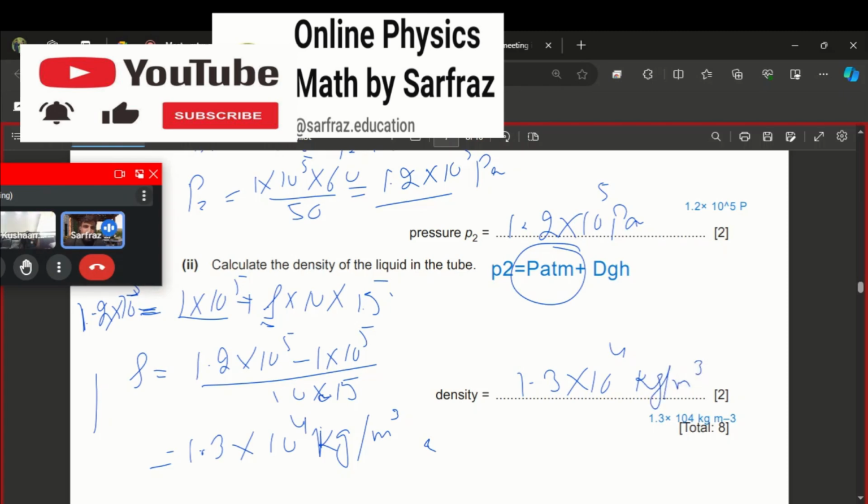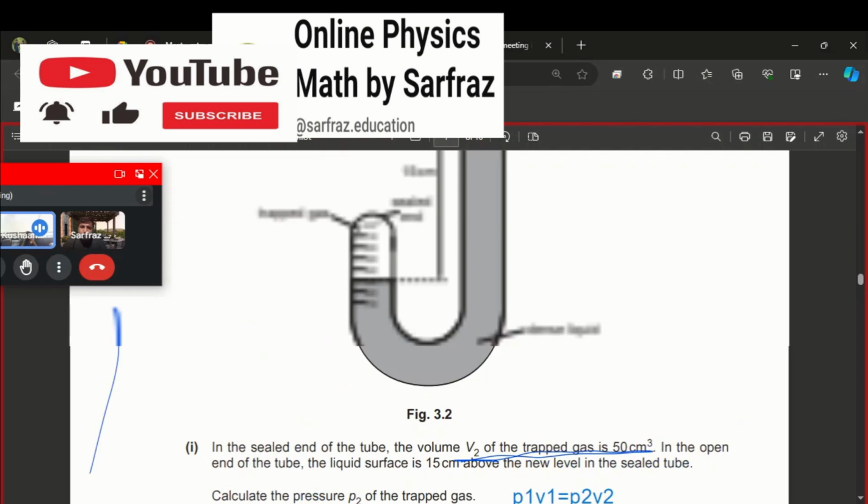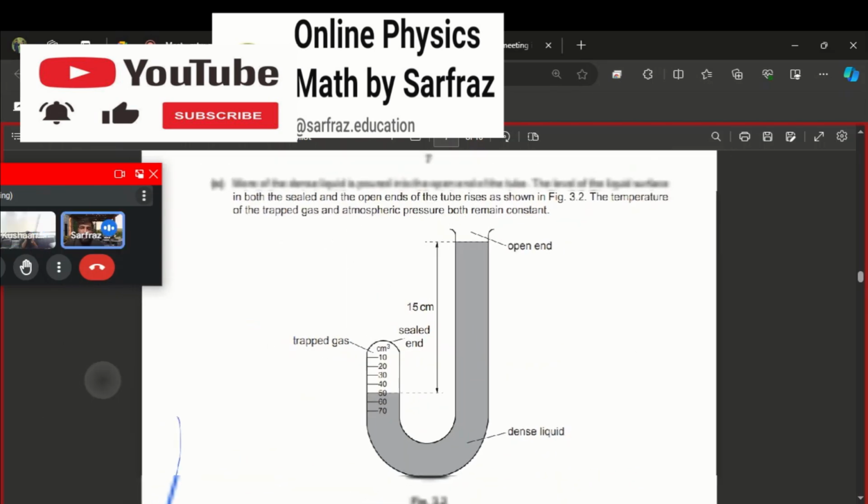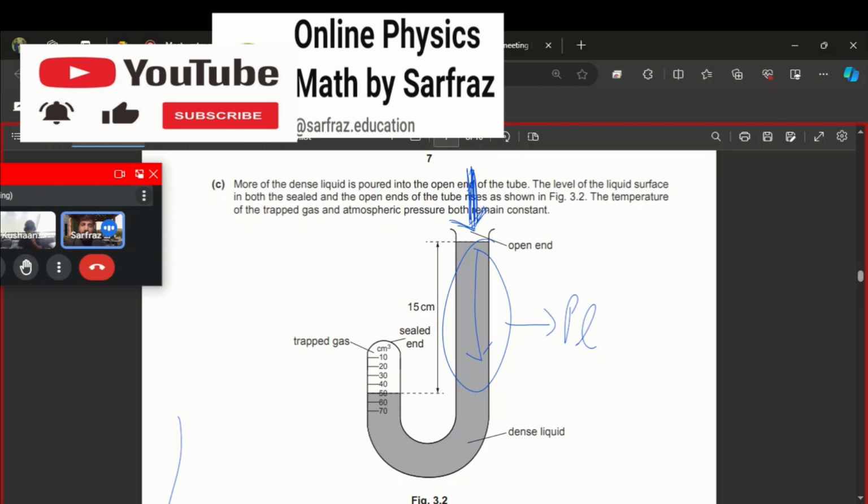So why do we add atmospheric pressure? Let me show here. Are you seeing this figure? In this figure you can see that one pressure is due to this liquid, and the other pressure is due to the atmosphere, which is acting at this point. So for the total pressure, two pressures are acting: the pressure due to the liquid and the atmospheric pressure. That's why we add up these two pressures. Is it okay, or any confusion here? No confusion, sir. Now move to the next.